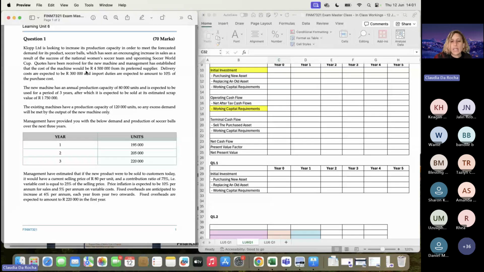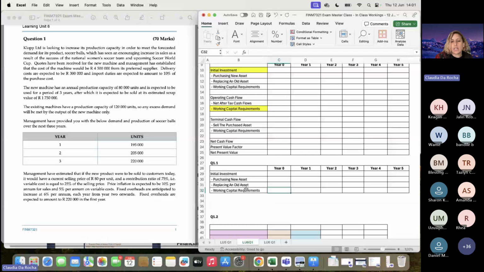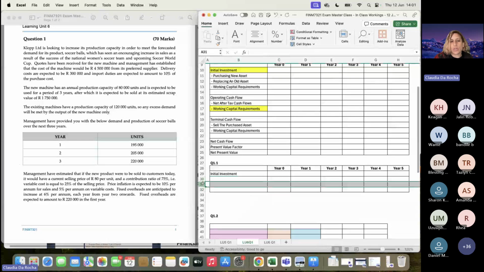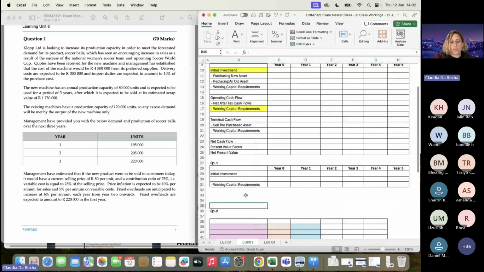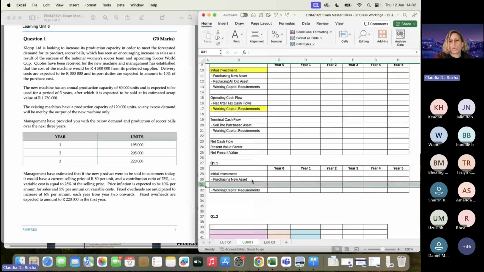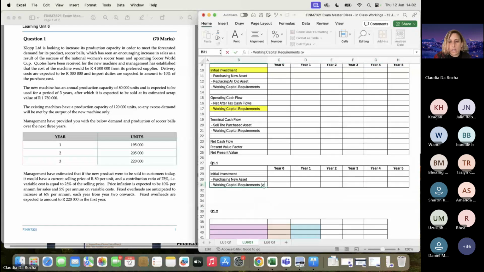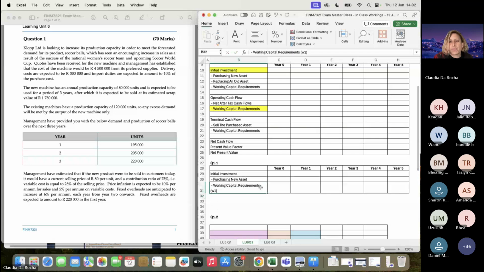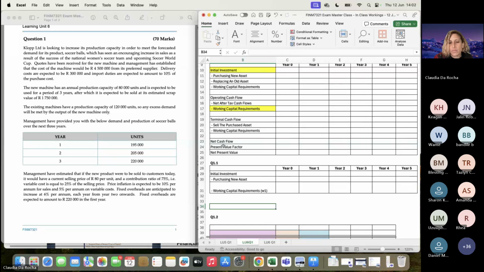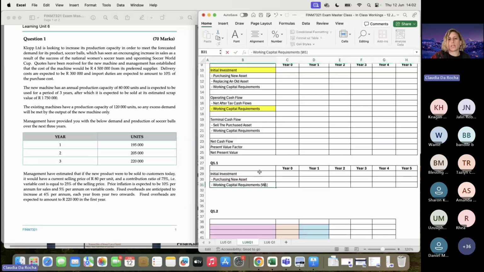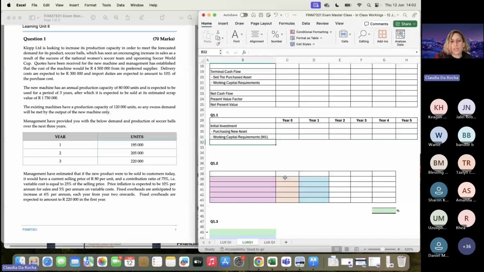Okay, so for our initial investment, I'm going to break it down like that. Purchase of a new asset, replacement of old asset we are not doing. And then we have working capital requirements, which will require us to have a working. All right, perfect. So let's run through it. We've got purchasing of a new asset.